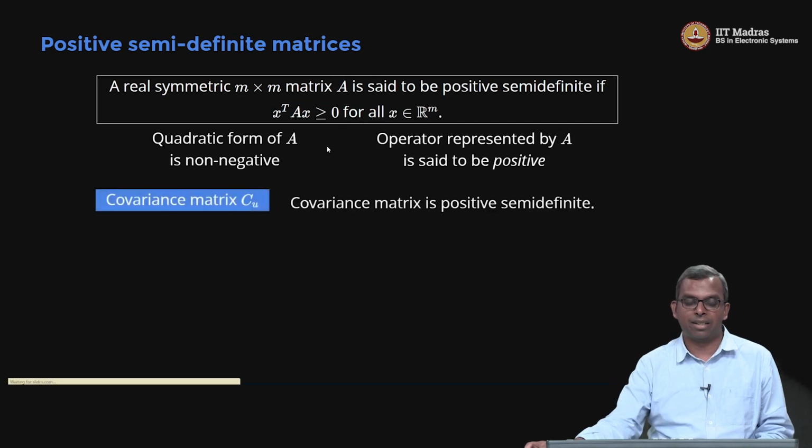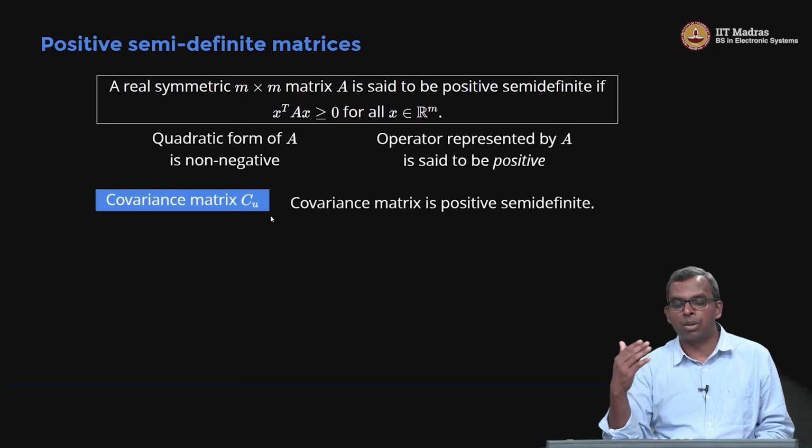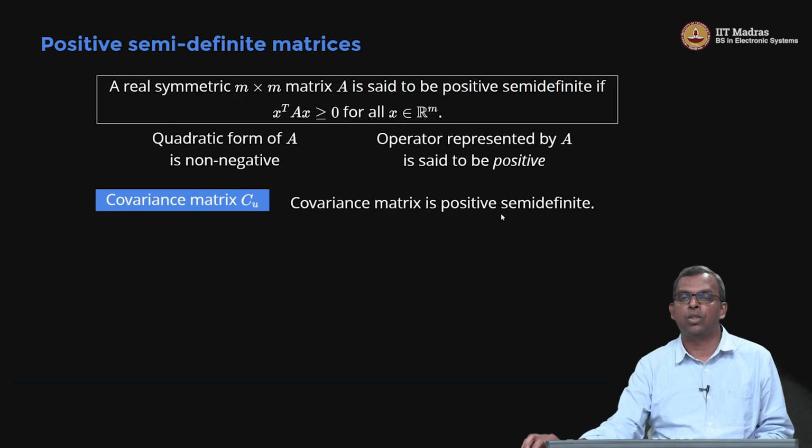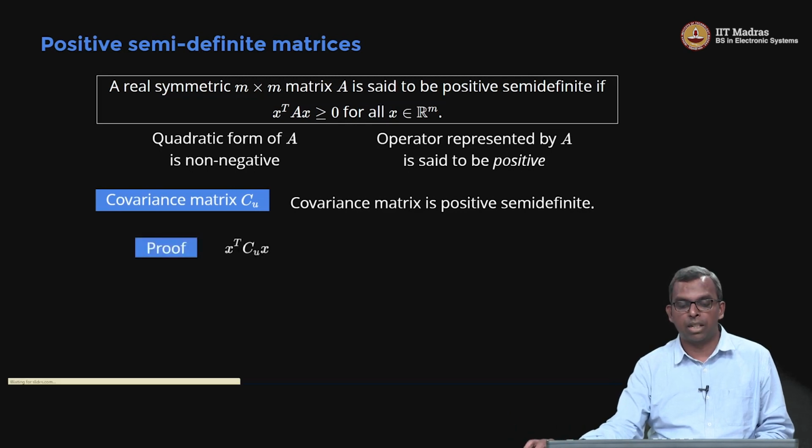Now what is very interesting is the covariance matrix Cu that we defined earlier. Do you remember the covariance matrix? That covariance matrix is positive semi-definite. Okay, so that's a powerful property. It's not just merely symmetric, it is positive semi-definite. The quadratic form that it defines never takes negative values. Okay, so here is the proof. The proof is actually very, very easy.